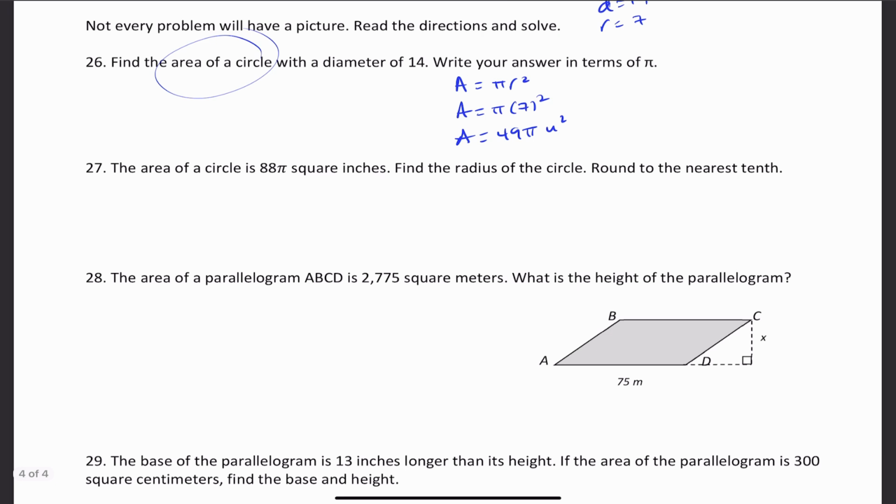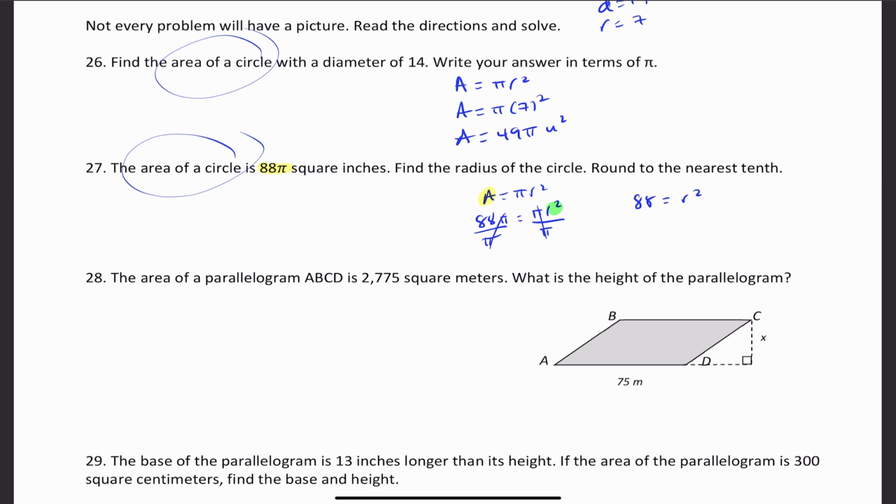Number 27, the area of the circle is 88 pi square inches. Find the radius of the circle. Okay, so this is where we need to work backwards. So we know that the area of the circle is pi r squared, right? Now, if the area is actually given this time, then I can replace the A value with 88 pi. And then I'm trying to figure out what the radius is. So, in order for me to get r squared by itself, I need to first divide both sides by pi, and the pi's will cancel out, and I'm left with r squared, okay?